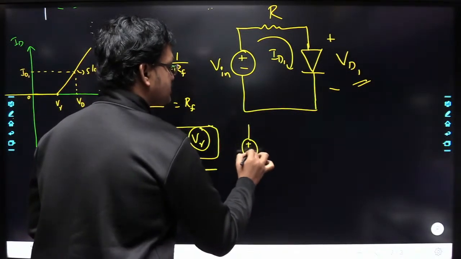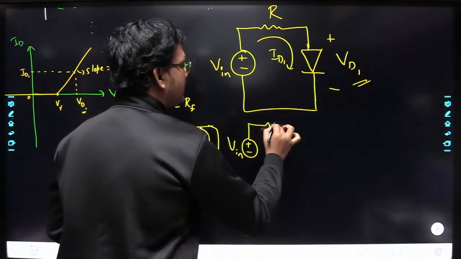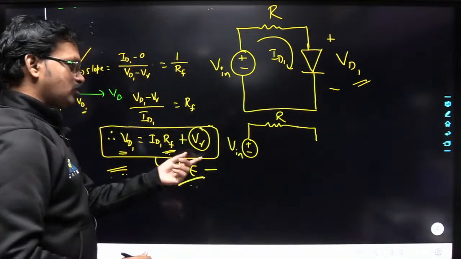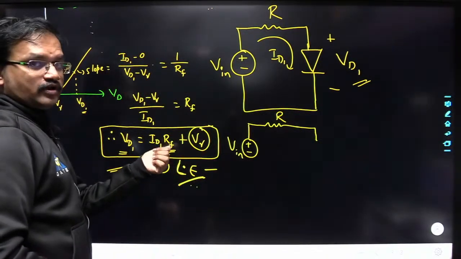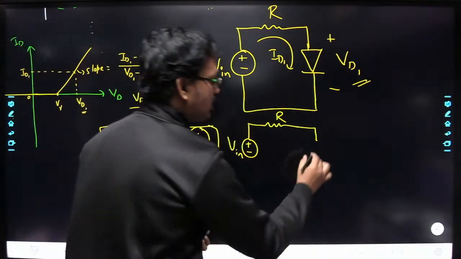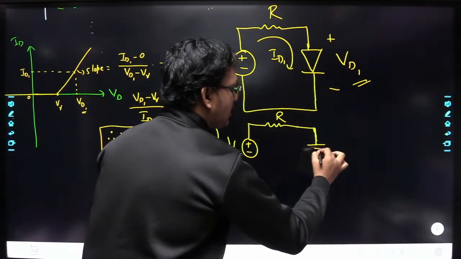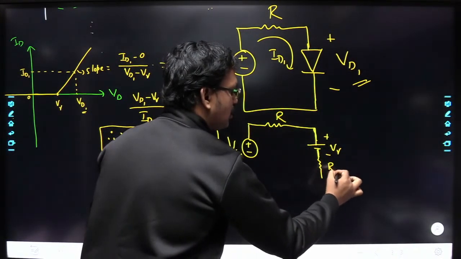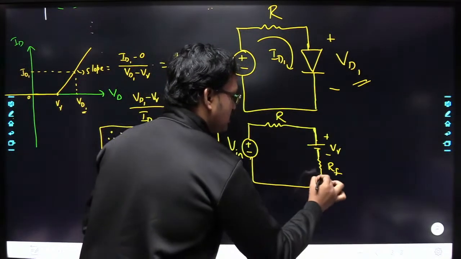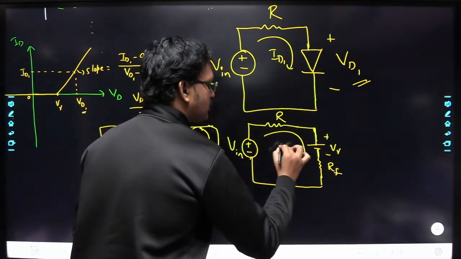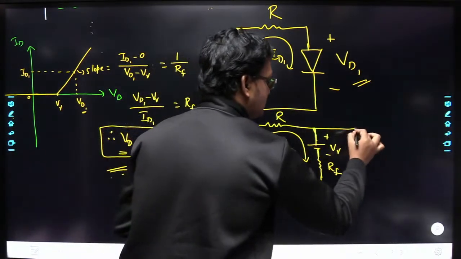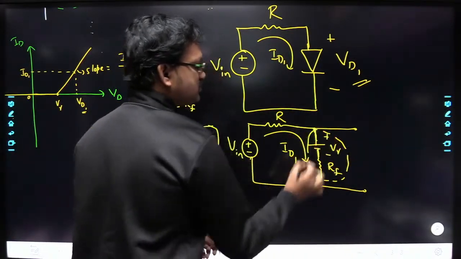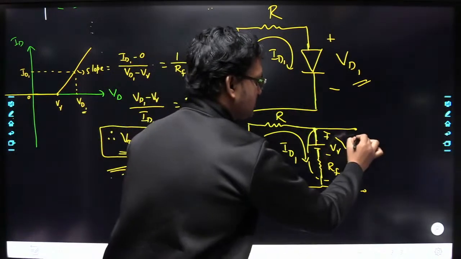See here, this is plus V in, and here it is nothing but R, and in place of the diode, you can replace it with V gamma and RF. So here, put V gamma, and here this is RF. The current that is flowing here is nothing but ID1. The voltage drop here is nothing but VD1.